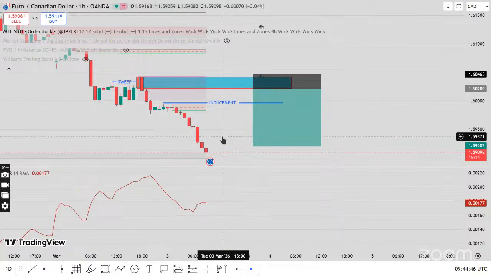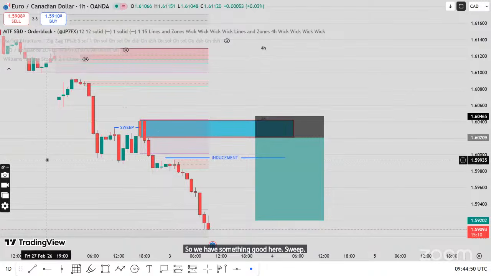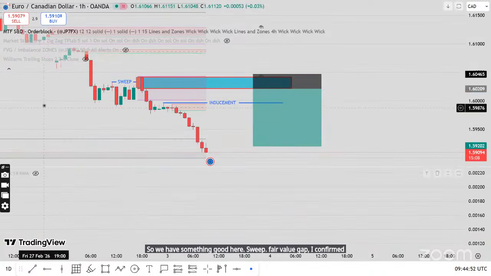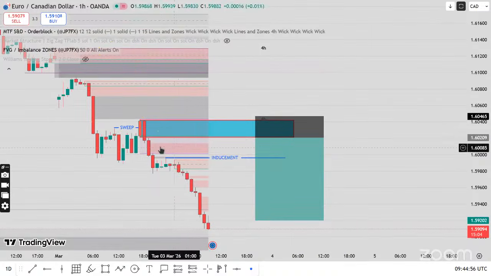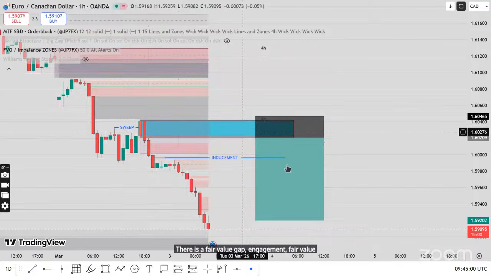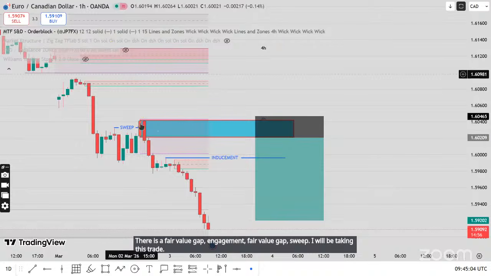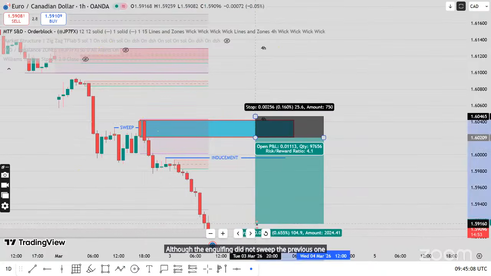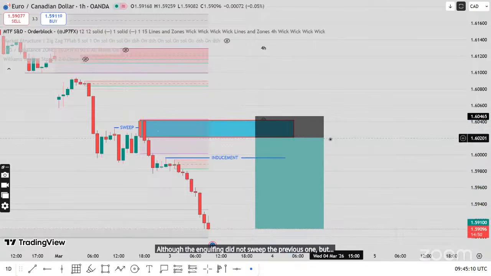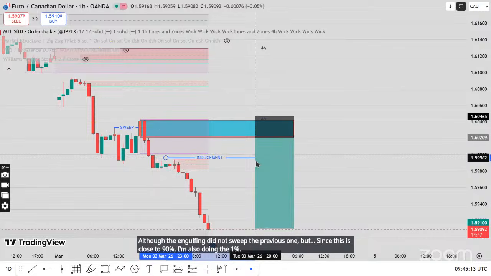So we have something good here. Sweep, fair value gap, I confirmed. Let's see. There is a fair value gap, inducement, fair value gap, sweep. I will be taking this trade. Although the engulfing did not sweep the previous one, since this is close to 90%, I'm also doing a 1% on this.